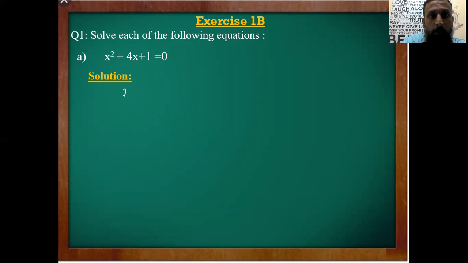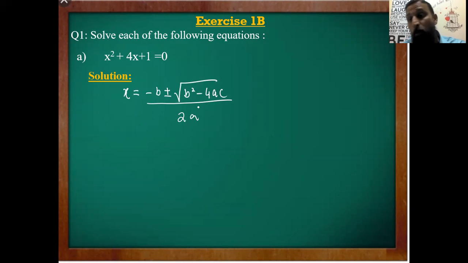x equals minus b plus minus under root b square minus 4ac whole upon 2a. Now, what is a? What is b? What is c? a is the coefficient of x square. There is a hidden one there, so the value of a is 1. The value of b is 4, and the value of c is also 1.